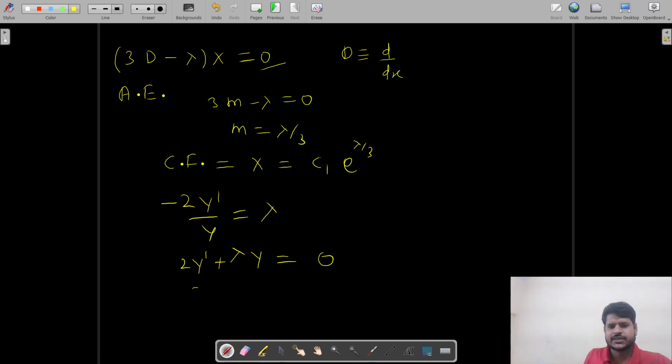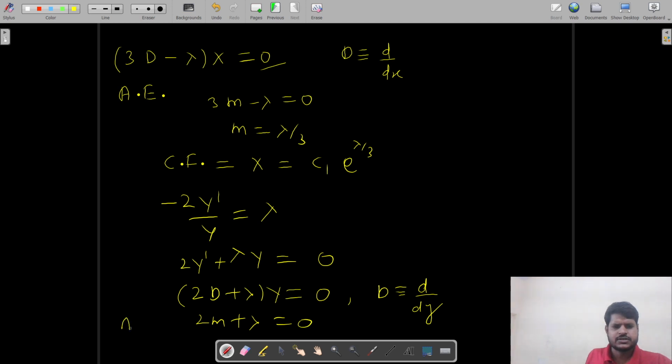So we can write here 2D plus lambda, right, y equal to 0. Here D will be what? D over dy, right? So now this auxiliary equation will be 2m plus lambda equal to 0. This is our auxiliary equation.